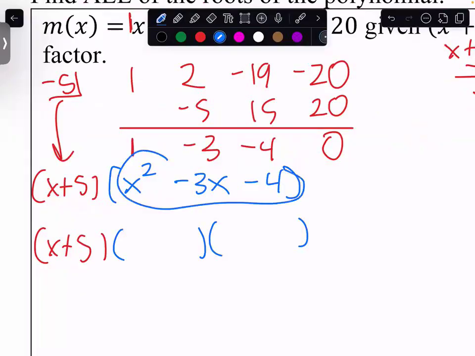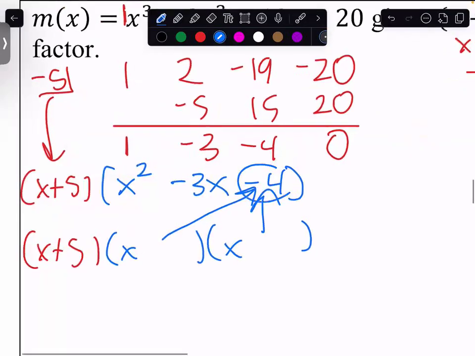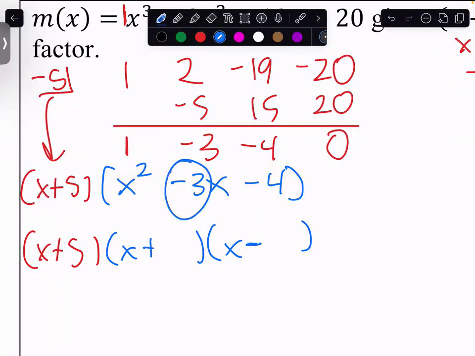It's a quadratic trinomial, so I'm going to use this method. This spot times this spot is x squared, so x times x. This spot times this spot is -4. To get a negative answer, you need one positive and one negative. Because the middle term is negative, I know I want the negative number to be bigger than the positive number. So instead of 2 and -2, I'll do -4 and +1. -4x plus 1x does indeed combine to -3x.